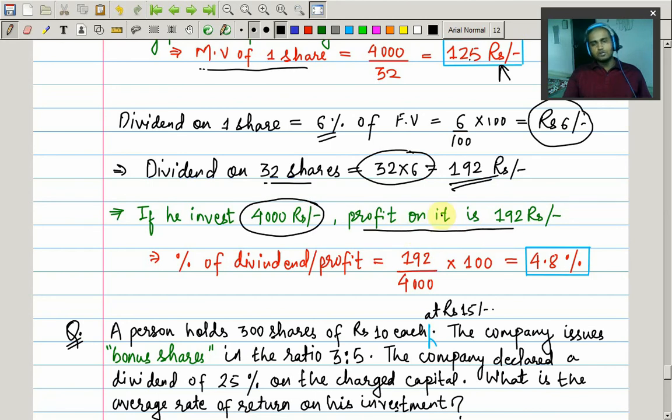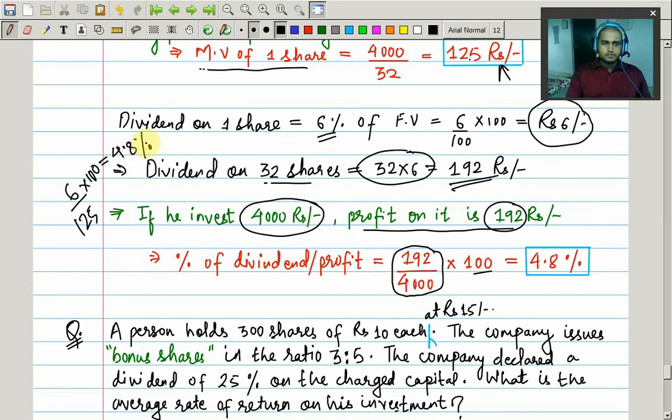How to convert this into percentage? So just divide this by total money invested. So 192 divided by 4,000 into 100 is 4.8. Or you can do this by dividend on one share is rupees 6 divided by cost of one share is 125 into 100, and it will come 4.8%. It's one and the same thing.